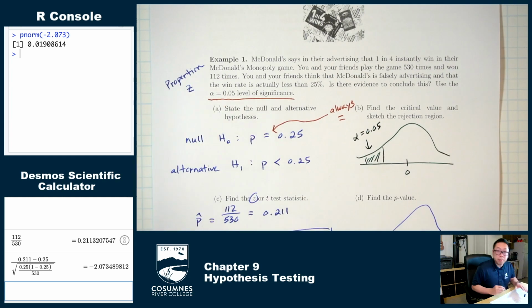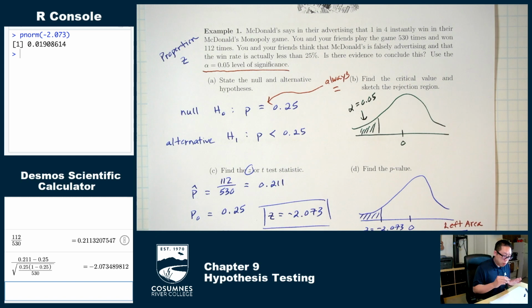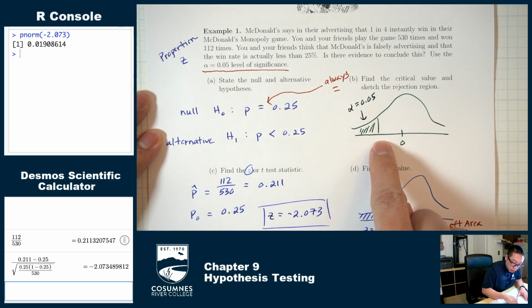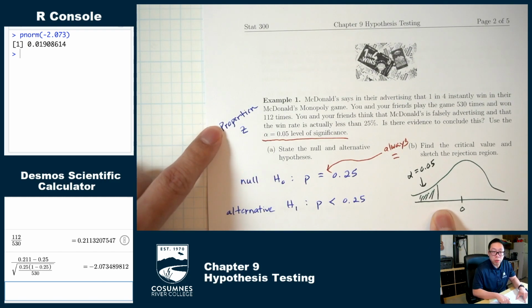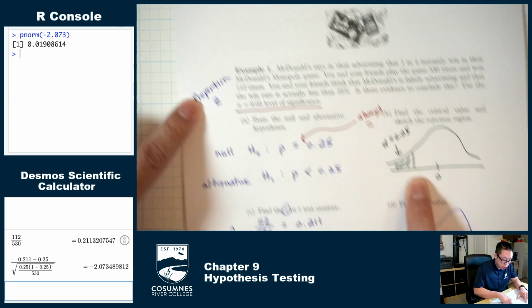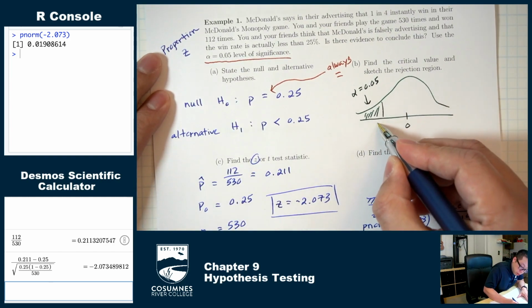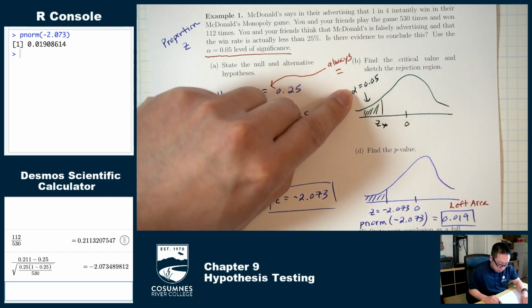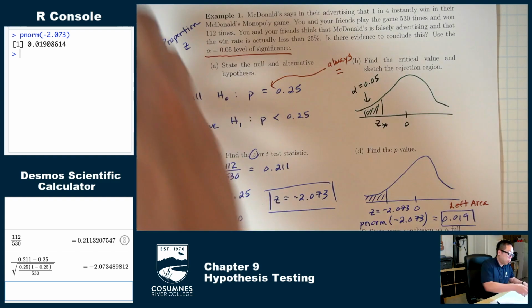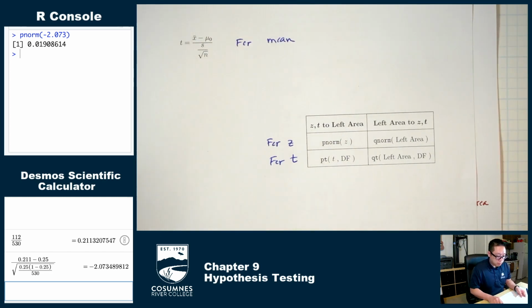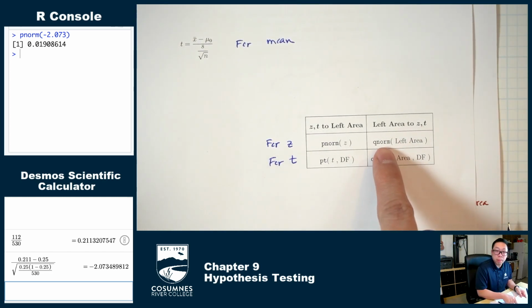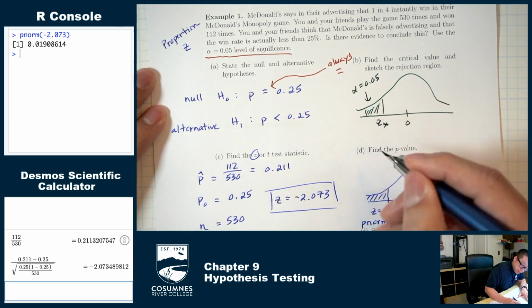That's the shaded area. And your job in part B is to find a critical value, which is this right here. It's either a Z star or a T star, depending on whether you're talking about proportions or means. We're talking about proportions here. This is going to be a Z star. So this is really an area to Z problem. For an area to Z problem, for the Z situation, it's going to be a Q norm. So we're going to do Q norm.